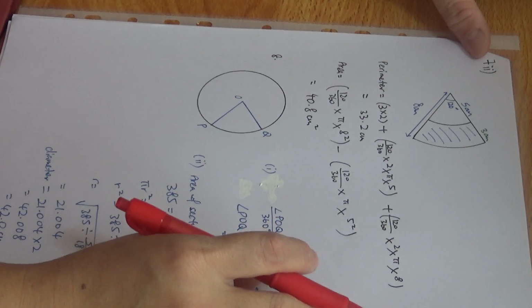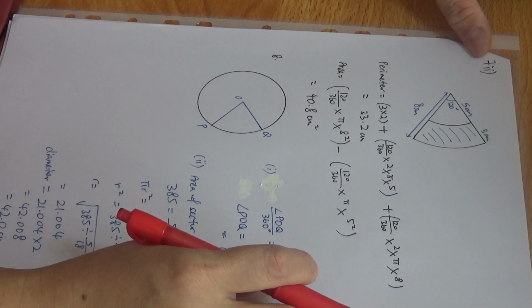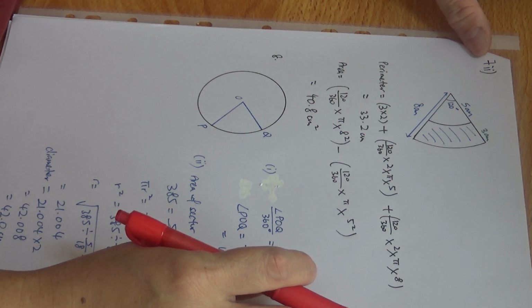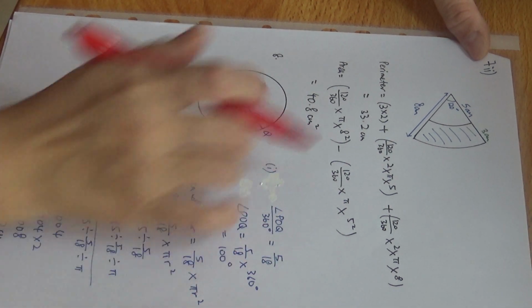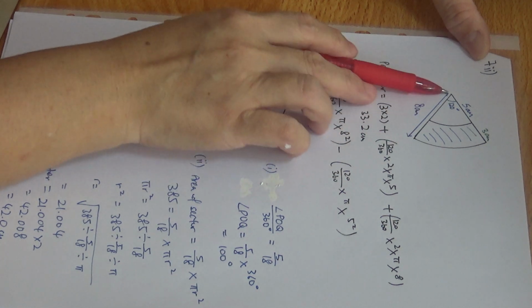Given that OA is r, OC is capital R, and angle AOB is M, find the perimeter and the area of the shaded region ABCD for each of the following cases. Now I'm going to do part 2. Now I'm going to draw this diagram here.